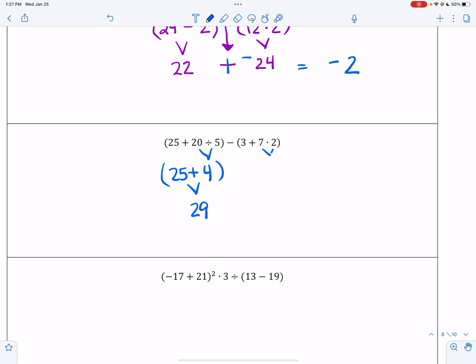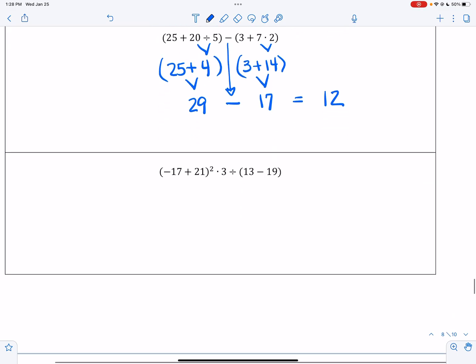Going to the second group, I take 7 times 2, that's 14. I add 3, and I replace that with 17. And then I bring down the subtract. And so 29 minus 17 is going to be 12.